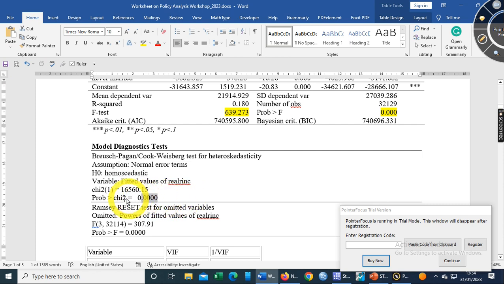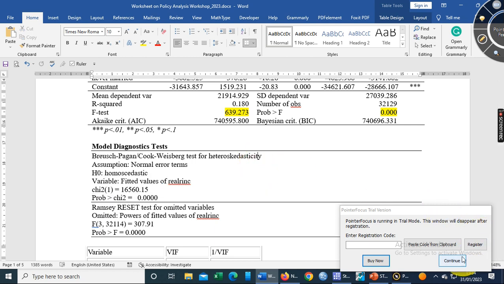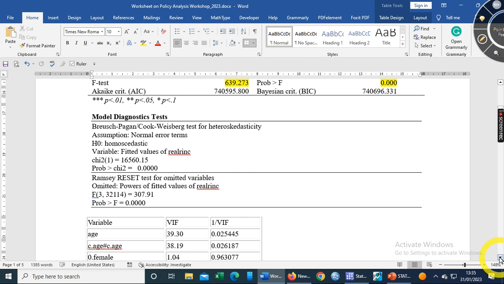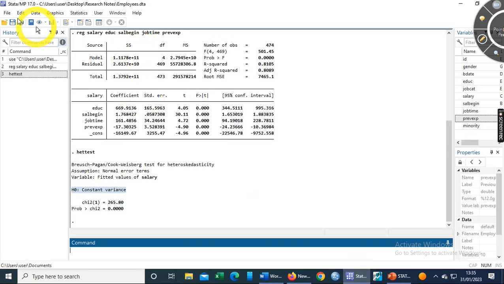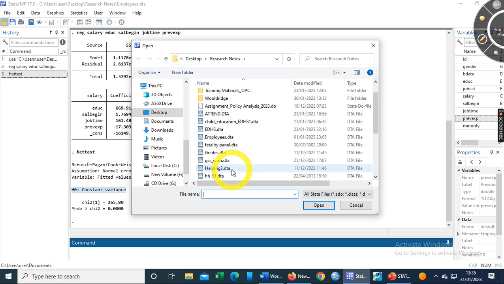Here, the p-value is less than 0.05. Therefore, we reject this null hypothesis, which implies that the disturbance term is heteroscedastic. What's the solution then? To run robust regression analysis.